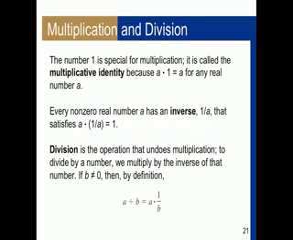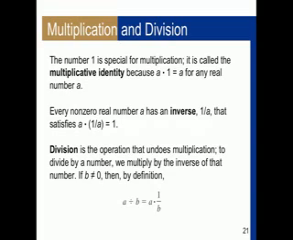Alright, the number 1 is going to be special for multiplication. It's going to be called the multiplicative identity because any number times 1 is going to equal that number. So every non-zero real number a has an inverse, which is 1 over a, so that it satisfies the rule a times 1 over a equals 1. Division is going to be the operation that undoes multiplication, sort of like how subtraction undoes addition.